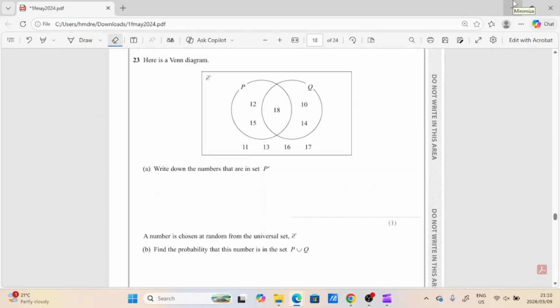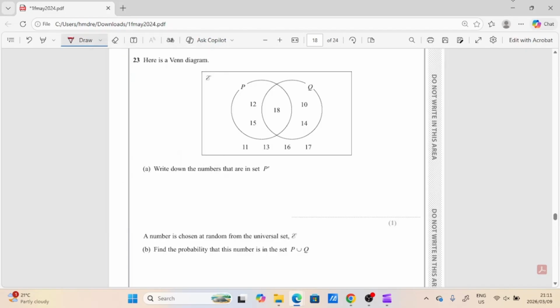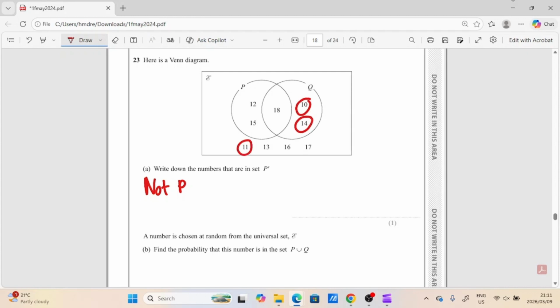Question 23. Here is a Venn diagram. So you can see we've got two sets, P and Q. Write down the numbers that are in the set P apostrophe. So that P apostrophe is a funny way of saying not P. So we want all the numbers that are not in P. So I would just circle everything that's not in P. These ones, these are all the ones that are not in the circle P.